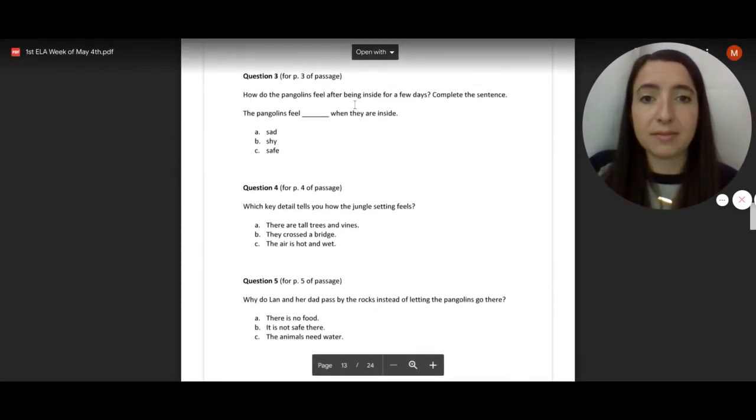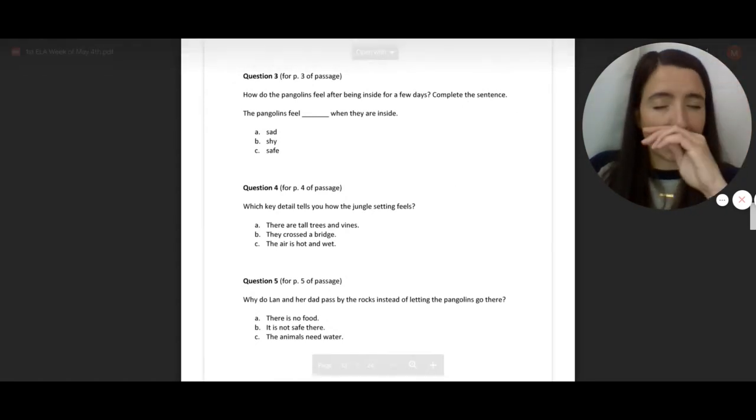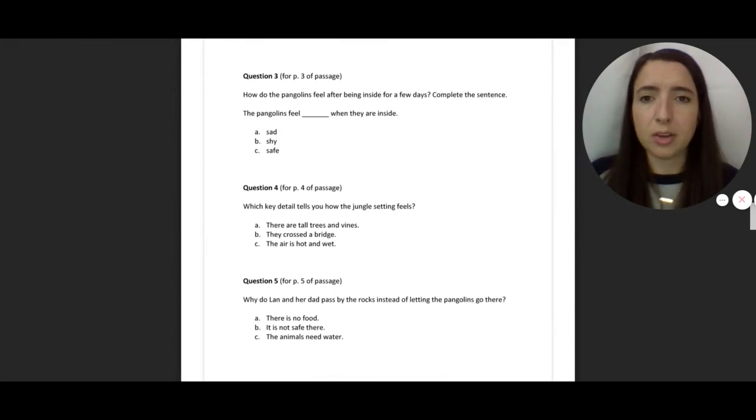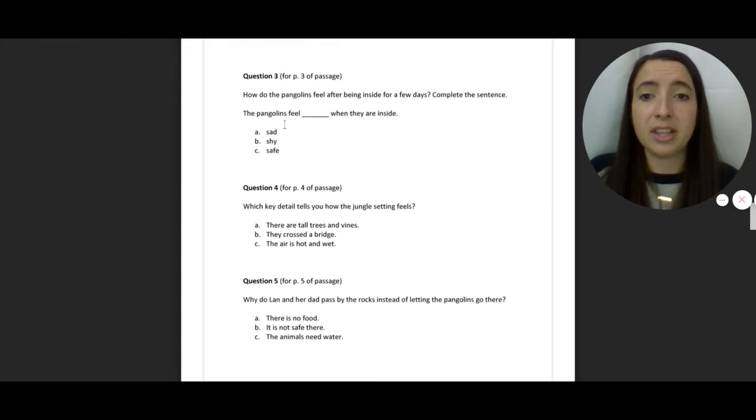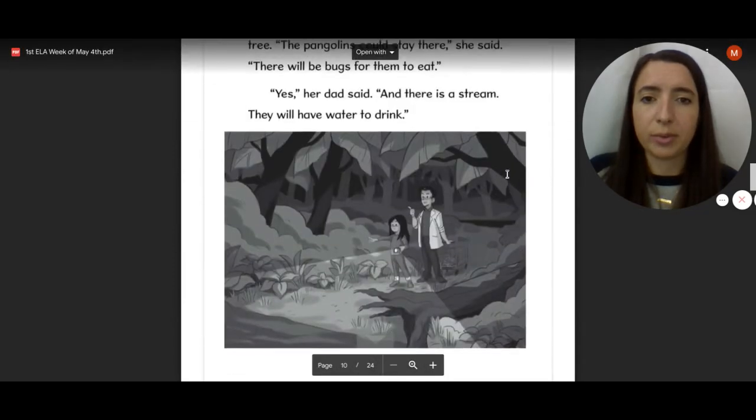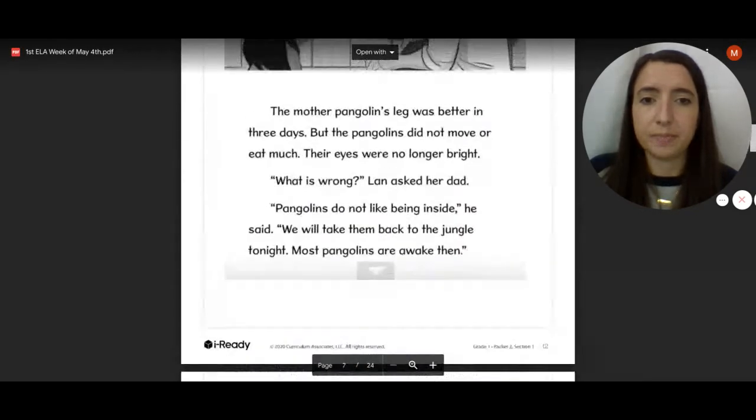How do the pangolins feel after being inside for a few days? Complete the sentence. So the pangolins came to the animal shelter and they were inside for a few days. How do they feel? The pangolins feel blank when they are inside. They feel sad, they feel shy, or they feel safe. How do they feel? Now for this one, we need to go back to page 3.